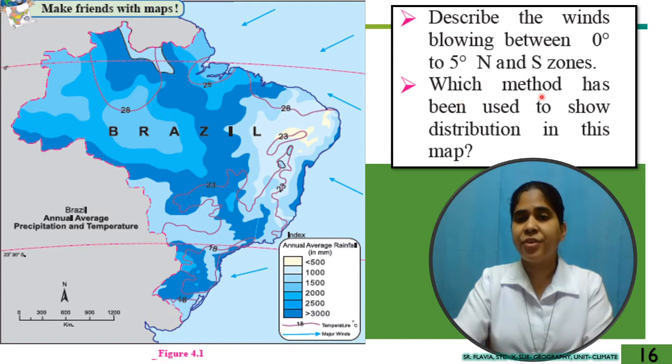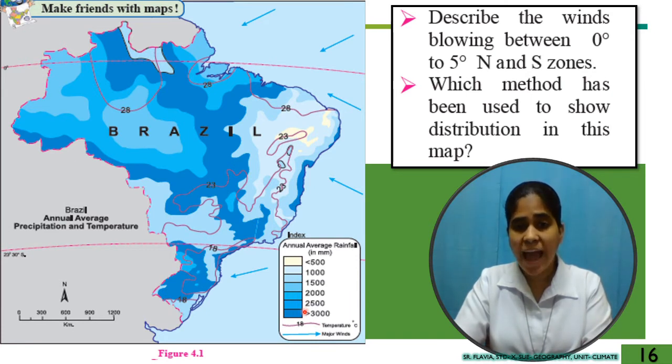Next, which method has been used to show distribution in this map? Isopleth method is used to show the average temperature by using lines, which we have learnt about in class 9. And also, choropleth method is used by using different shades of blue to show value and variations. It is also used to show the rainfall.